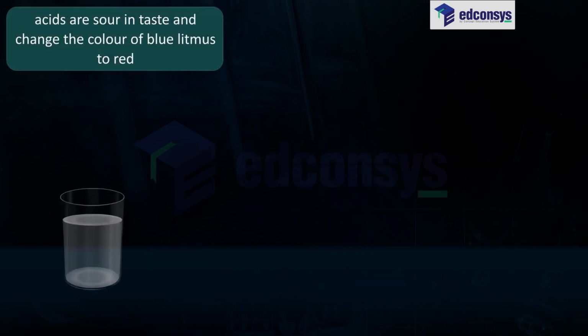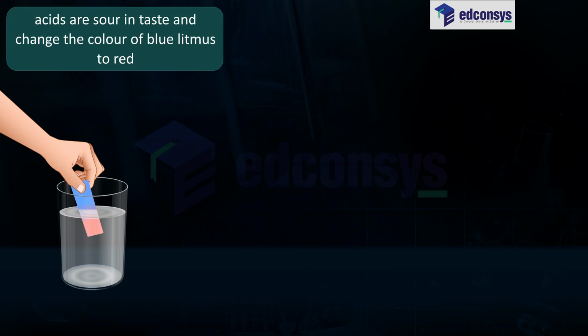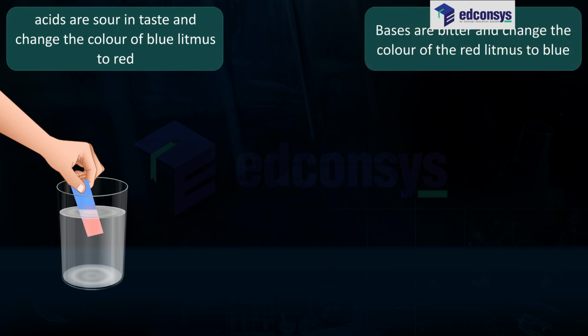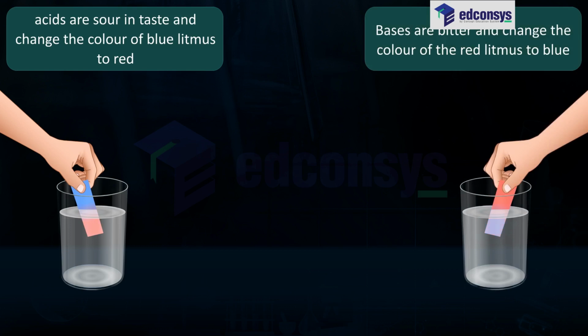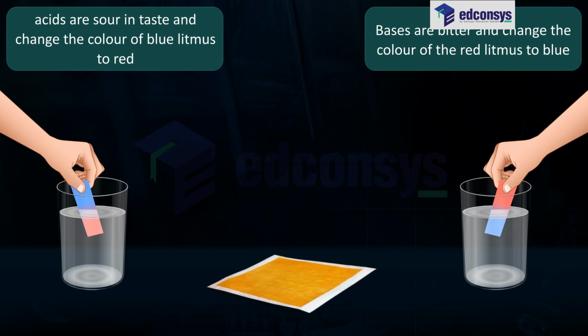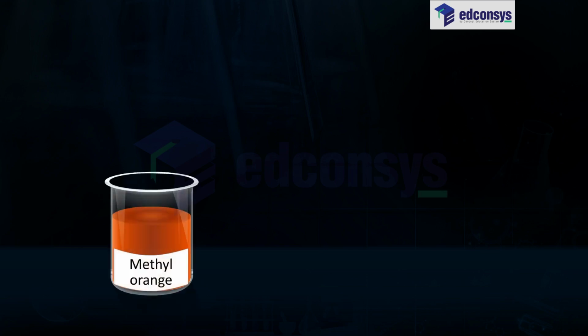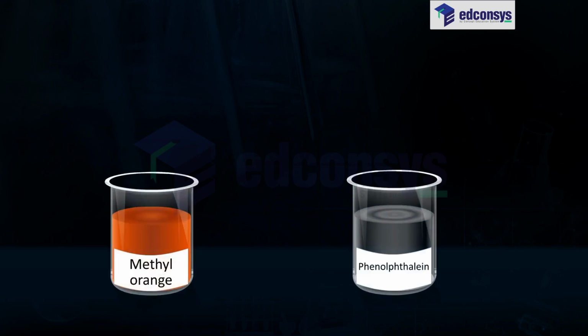Acids are sour in taste and change the color of blue litmus to red, whereas bases are bitter and change the color of red litmus to blue. The process of neutralization between acids and bases forms salts. Litmus is a natural indicator. Turmeric is another such indicator. You can also use synthetic indicators such as methyl orange and phenolphthalein to test for acids and bases.